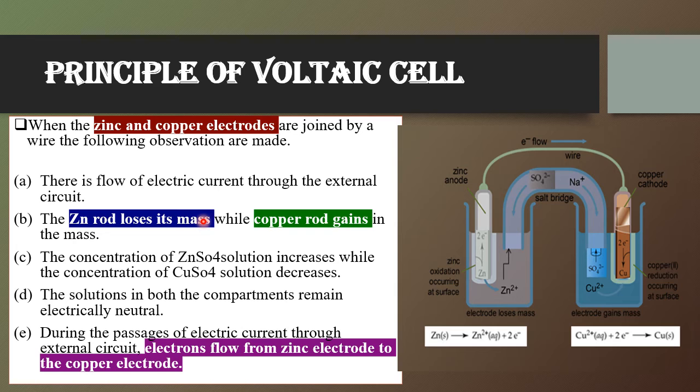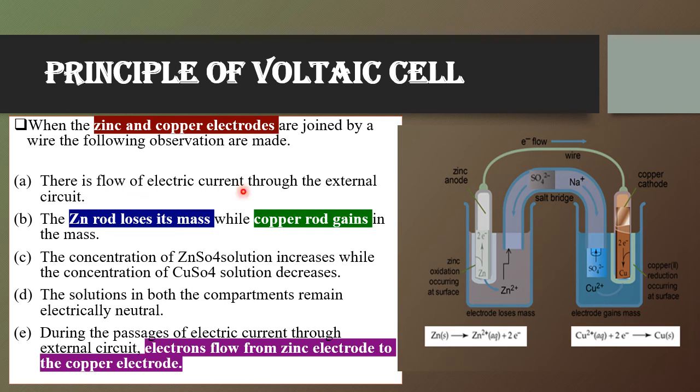So now let's discuss the principle of the voltaic cell. A voltaic cell consists of two half cells that are connected by the electric wire and also by the help of the salt bridge. The two different electrodes, one on each side of the half cell: one side has the anode, that is the zinc electrode, and the other side, on the right side, has the cathode electrode, that is the copper electrode.